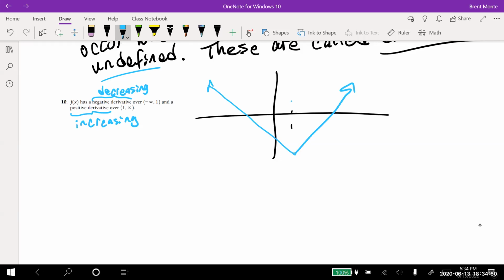So this point right here would be 1 comma something. It doesn't matter. I don't know. Maybe it's -4. We know it's negative if it's down there below the x-axis. But that's a graph that would work. It satisfied those requirements. So there's a variety of graphs that work.